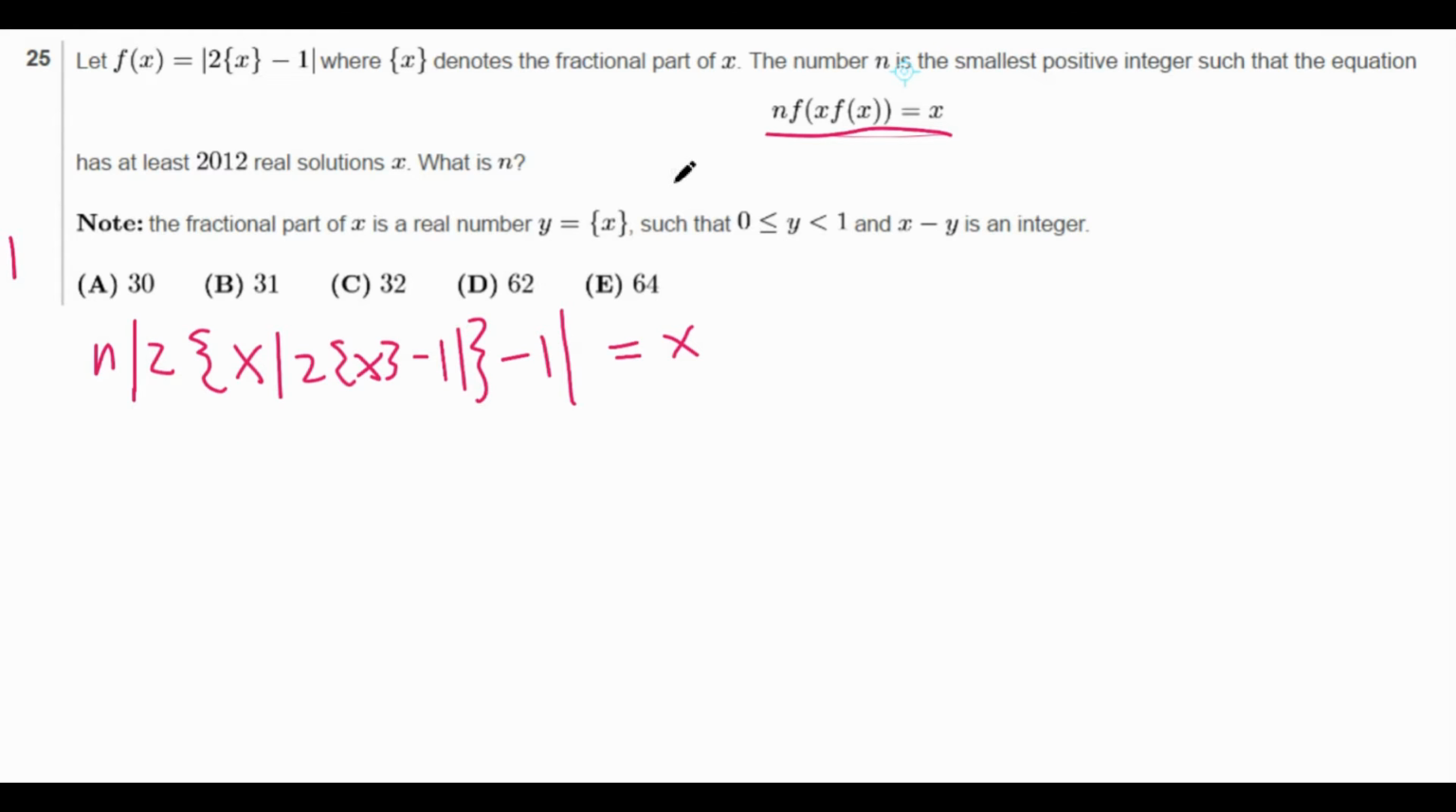One thing you can notice is that we're not asking for the exact specific values of x that solve this problem. We're just asking for at least 2012 real solutions for x. So because we're asking for something a little more general, not the actual solutions, we can make approximations. So that's our first observation: make approximations.